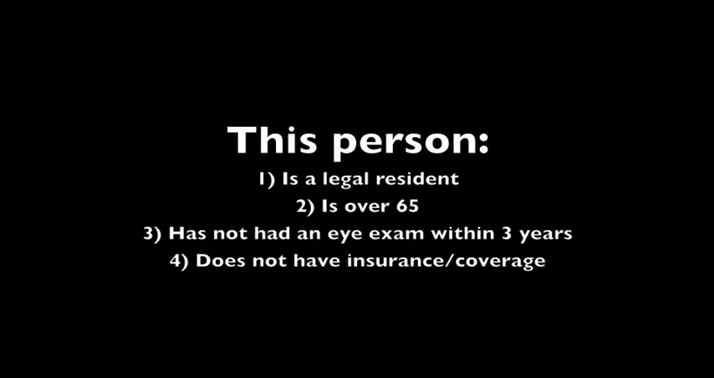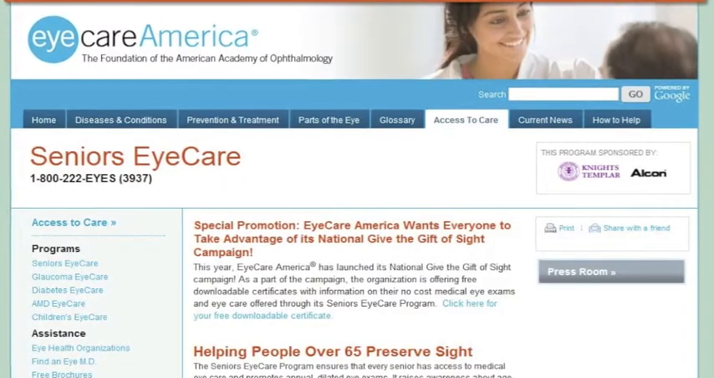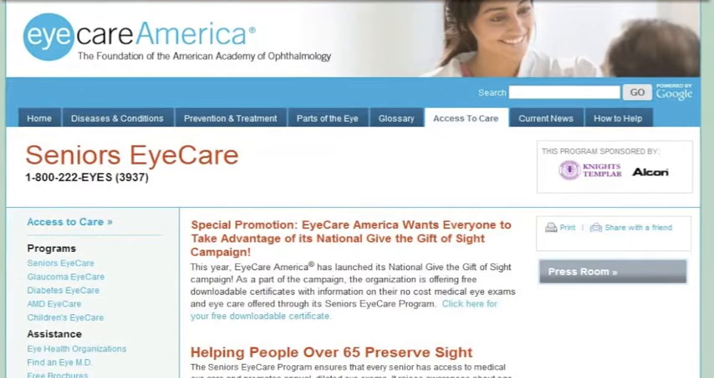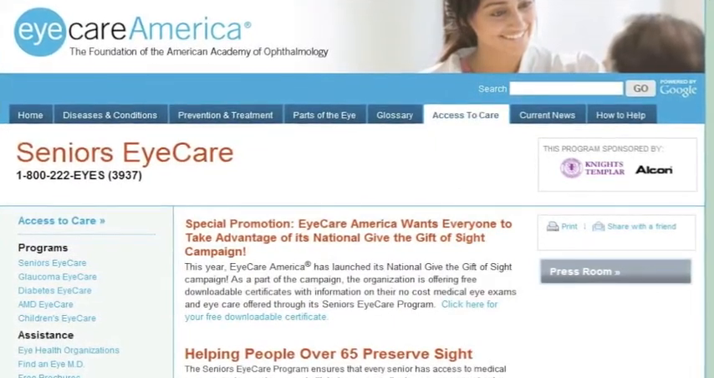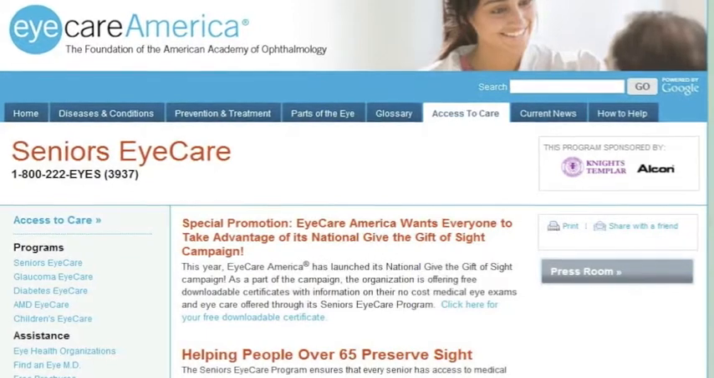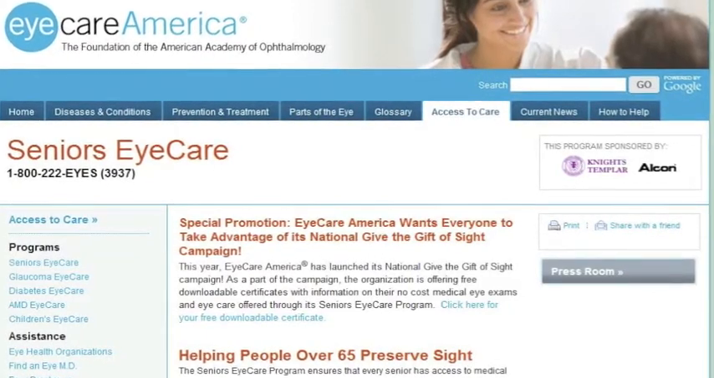Additionally, he doesn't belong to an HMO or the VA. Thus, he should qualify for Eye Care America for seniors. Simply have the man call Eye Care America on the toll-free 800 number from your cell phone so he can get connected with Eye Care America for seniors. You should also tell this man about any free clinics in the area that do eye care as an additional option.